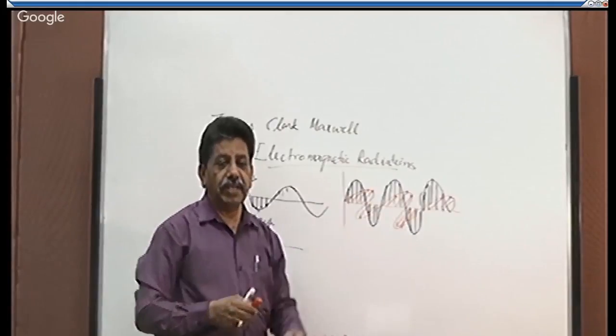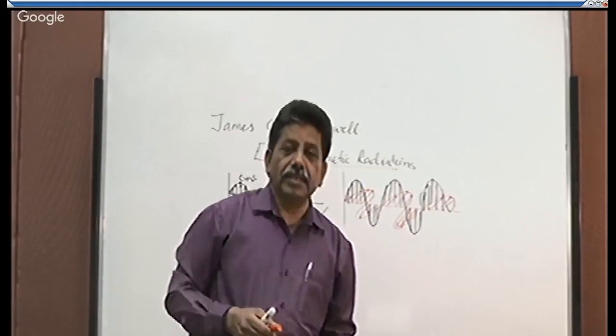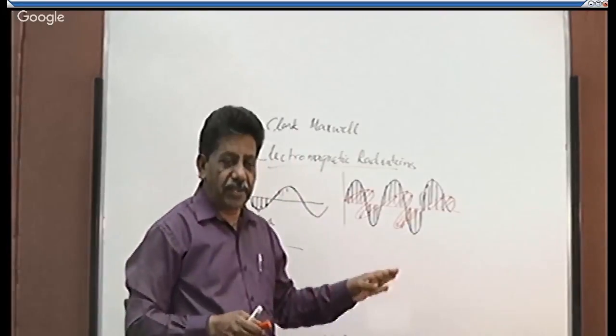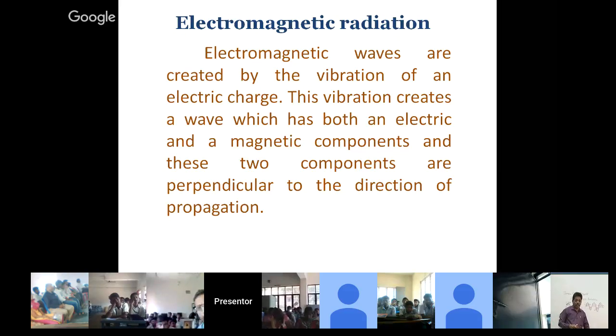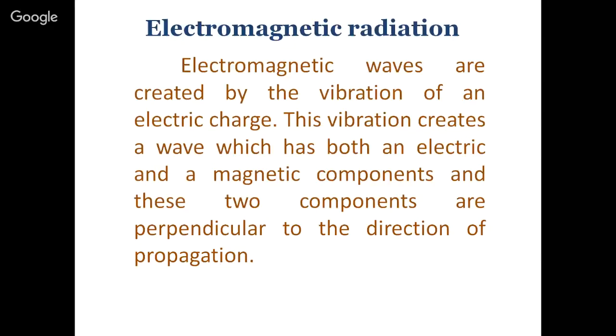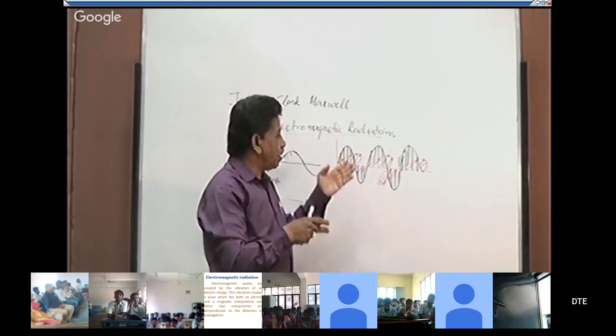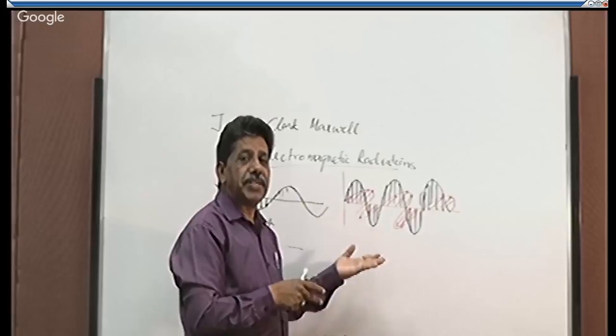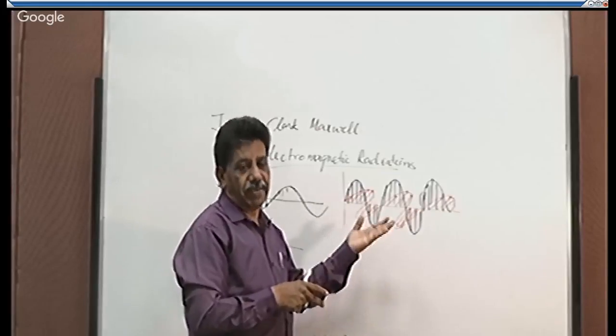Once again, we can look at the PowerPoint. There, electromagnetic radiation. Now it will be clear to you, I think. Electromagnetic waves are created by vibration. We can say there is some sort of vibration here, that is a charged particle. If it vibrates, it leads to two types of waves, namely electric waves and magnetic waves. In other words, fluctuation in electric field and magnetic field.